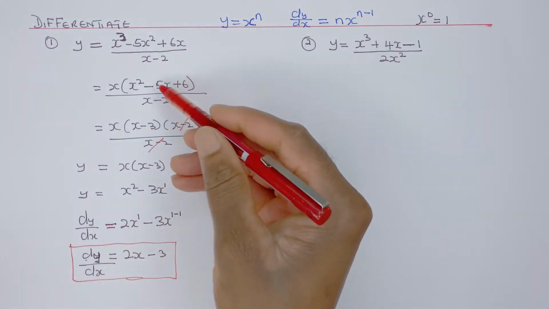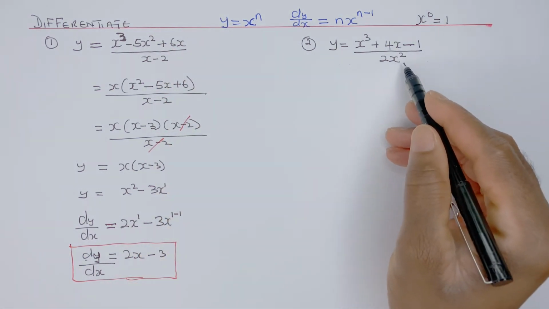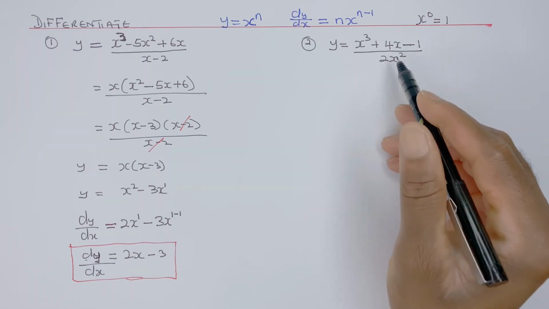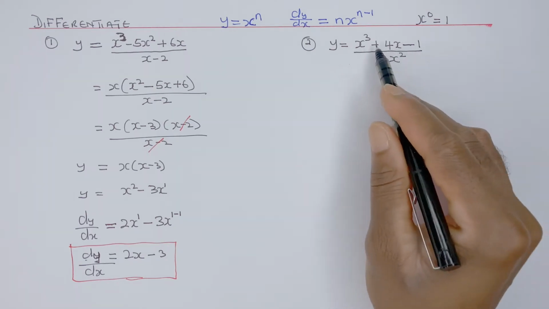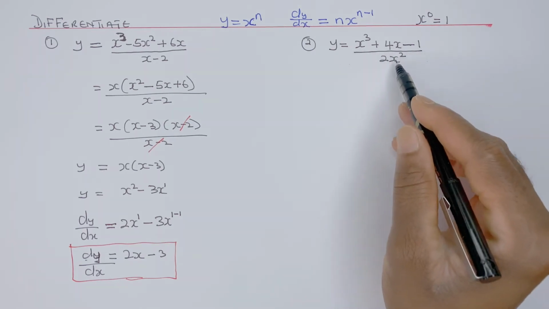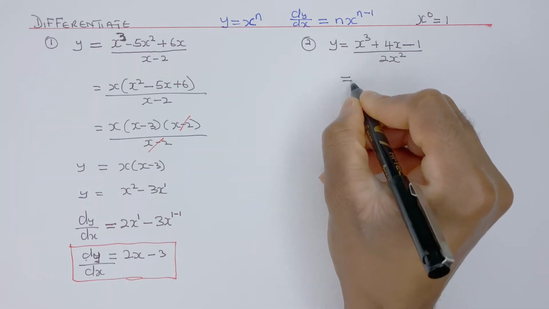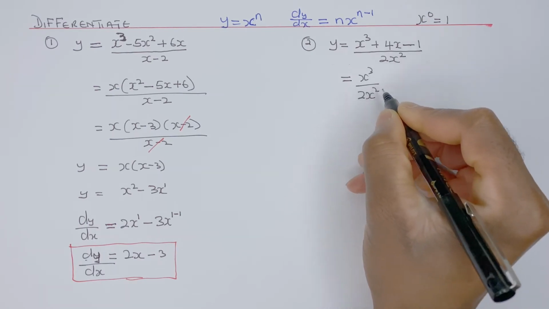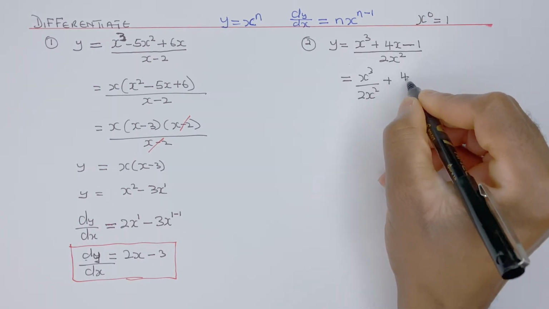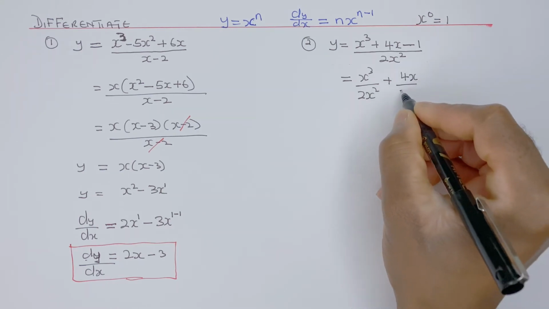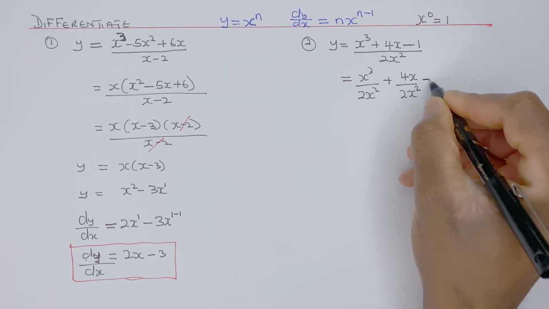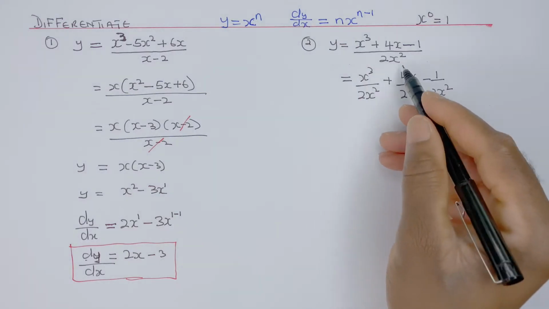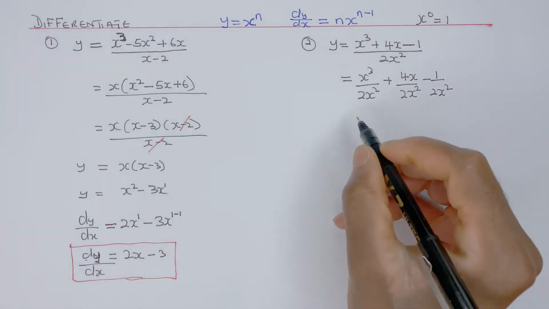So we didn't even apply a quotient rule. Well, here, it's not a factor. More or less, it's a term. Because it's a term, it might be better to, because they all have a common denominator, rewrite this as x cubed over 2x squared plus 4x over 2x squared minus 1 over 2x squared. Because they all have the same common term, we can do that.